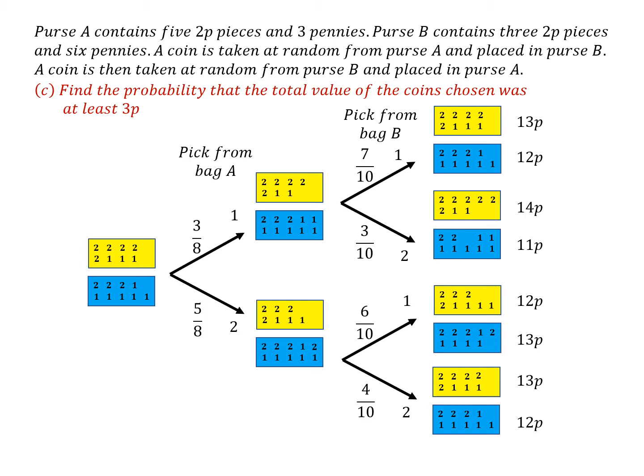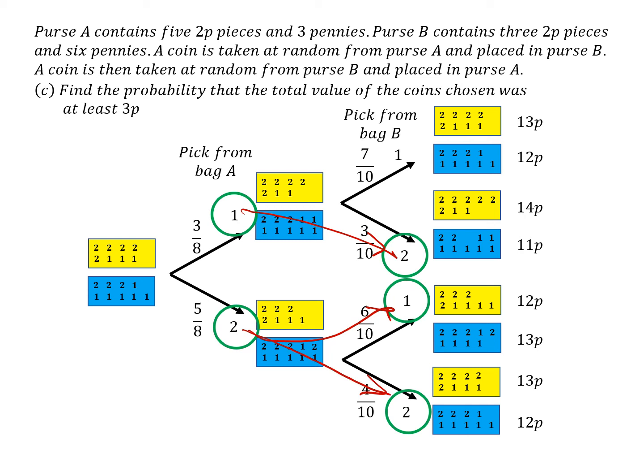Part C of the question, find the probability that the total value of coins chosen was at least 3p. Well, once again, we've got three possibilities. We've got picking a 1, then a 2, then a 1, or a 2, then a 2. In each of those cases, the value of coins was at least 3p. So again, I can use the shortcut. I can say 1 minus this choice. And so that's 1 minus 3/8 times 7/10. And that gives us 59/80.